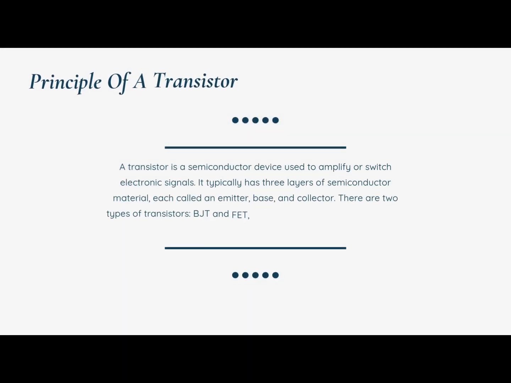Explanation about transistor. First, we have the principle of a transistor. A transistor is a semiconductor device used to amplify or switch electronic signals. It typically has three layers of semiconductor material, each called an emitter, base, and collector. There are two types of transistors, BJT and FET, based on the arrangement of these layers.